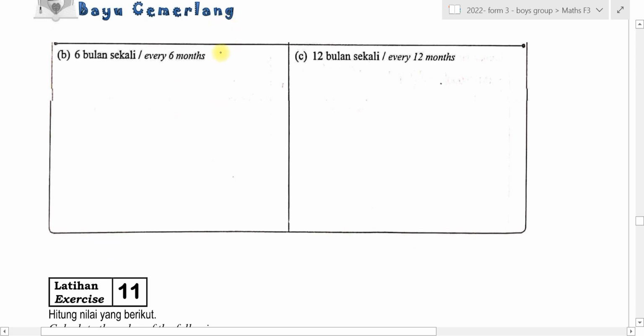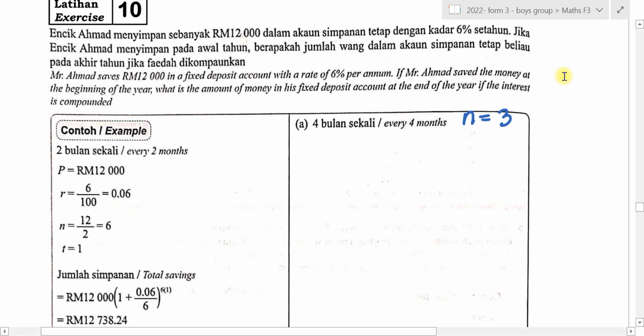In 1 year, how many 6 months you can have? 2. So n equal to 2. Easy. In 1 year, how many 12 months you can have? N equal to 1. That's it. That's how you do the compounded part. Now we do the same thing.